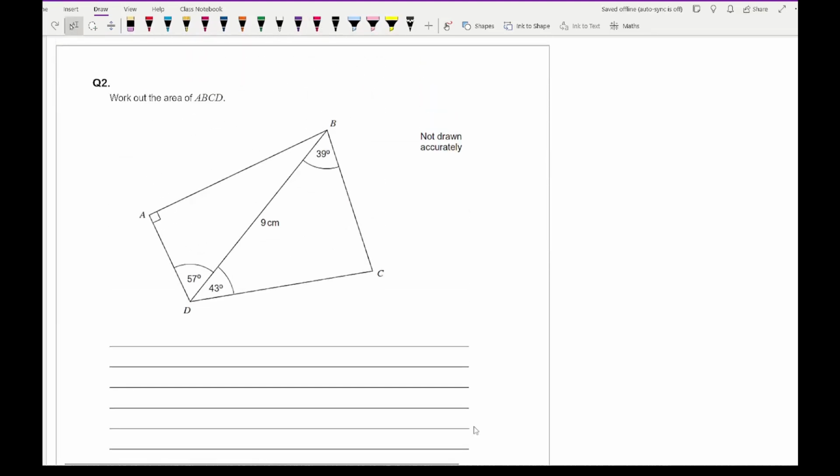And what I need to do is recognize that I've got a right angle triangle and a non-right angle triangle. Now for the right angle triangle, all I need to do is half base times height, or base times height divided by 2. And for the non-right angle triangle, I'm going to be using half AB sine C. So I need to work out what each of these sides are. So let's call this AB, let's call this AD, and I also need to work out what this side here is. So these are the three things that I need to work out.